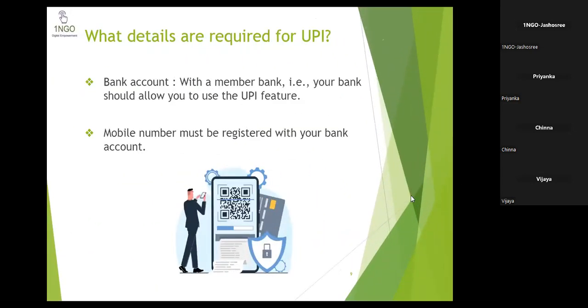What details are required for UPI? If you want to create a UPI for your NGO account, you need a bank account with a member bank. That is, your bank should allow you to use the UPI features. Most of the banks are allowing the UPI features. You should have the NGO bank account details with you, and the mobile number must be registered with your bank account.